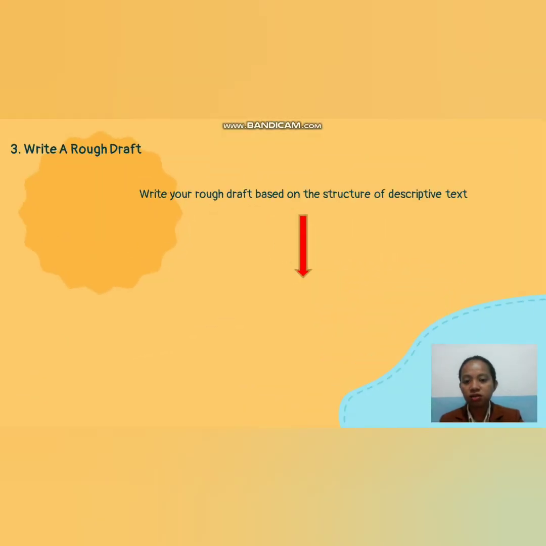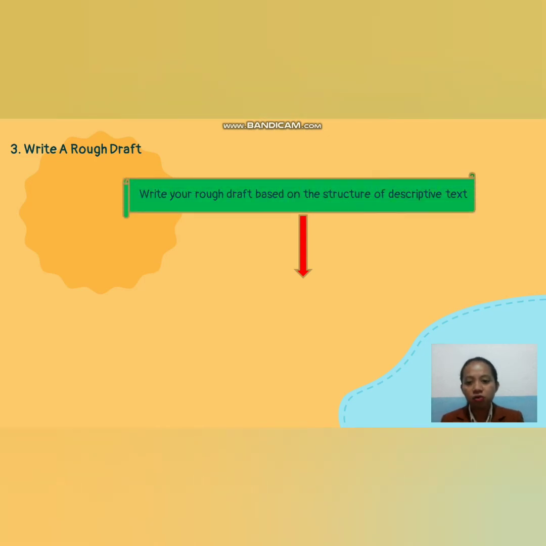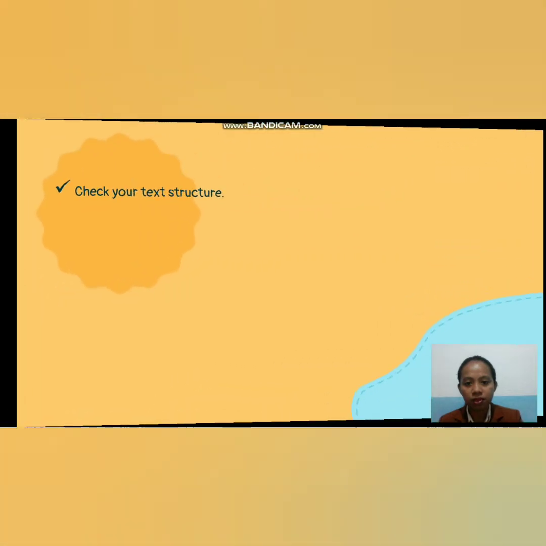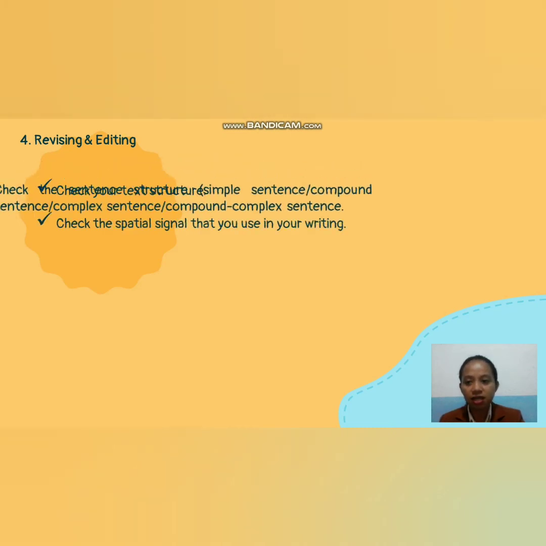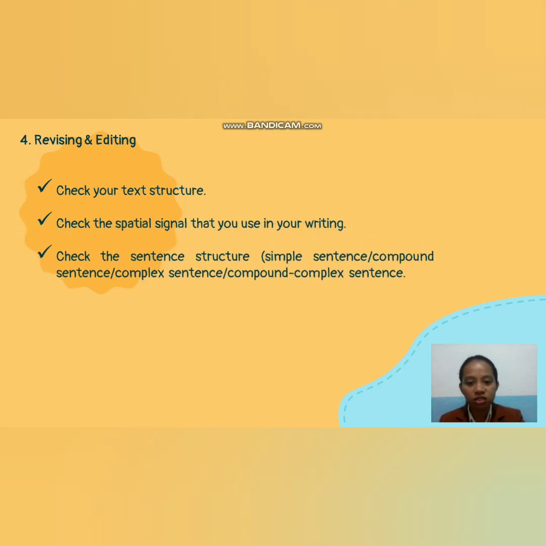Okay, students, the third stage here is write a rough draft. Now you write your rough draft based on the structure of descriptive text. And then the 4th stage here, revising and editing. First is check your text structure and check the spatial signals that you use in your writing. Then check the sentence structure, such as simple sentence, compound sentence, complex sentence, compound-complex sentence. And the last is check the grammar and punctuation.